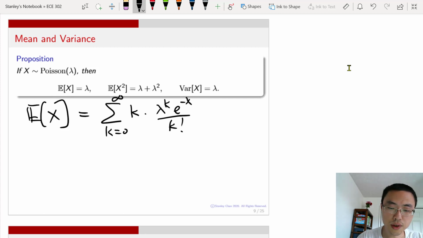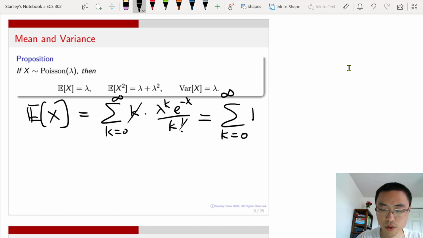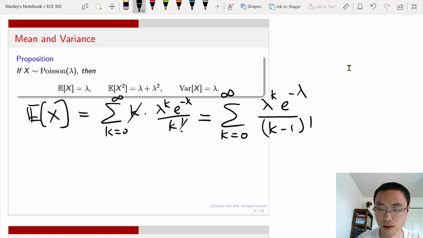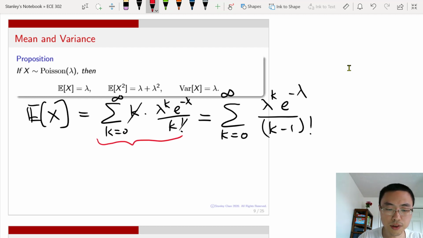Now, how do we do this calculation? Well, we know that there is a k here, so you can do the summation of k. K will cancel out with this factorial, so you can remove this k, and then you have lambda to the power k e minus lambda, and then you have k minus 1 factorial. Now, there's a problem here because if k goes from 0, this will be undefined. But never mind.